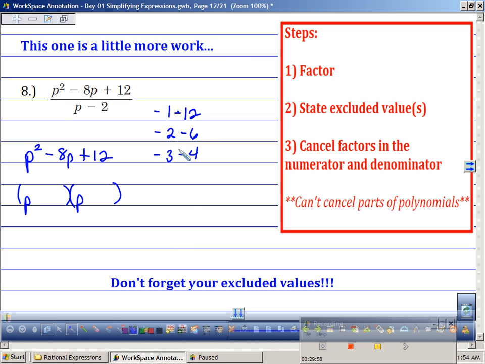When I add them, it is easier, but pretty soon you can do this in your head. So what two numbers are going to make negative 8? Out of these combinations, does negative 1 and negative 12 make negative 8? No. Does negative 2 and negative 6 make negative 8? Yes, so that's it. Negative 2 and negative 6. Okay? So there it is.